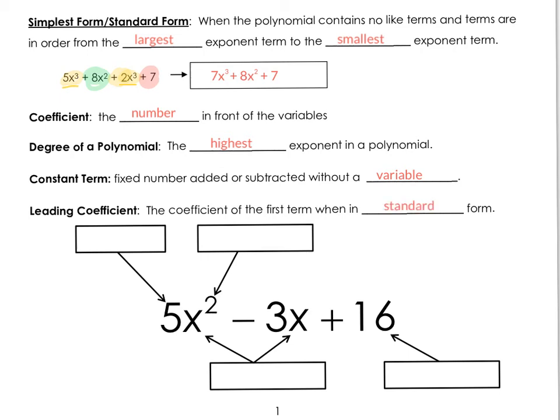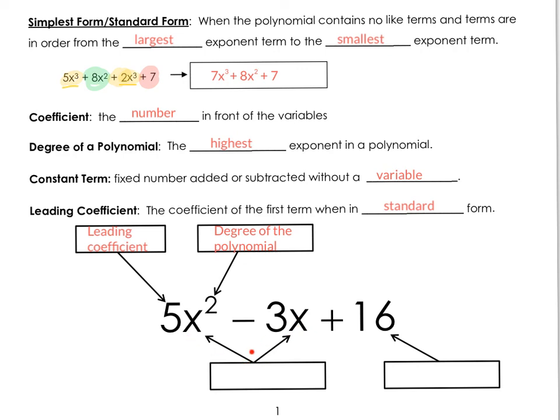So now if we look at this example here, I can identify those pieces with that information that we just went over. So this right here out front, I can see that this is in standard form first of all because the highest exponent is first and it goes down from there. So 2, 1, no exponent. So now I can see the number in front, that's the leading coefficient, so I'll label that. Then if I see here, this number here, that's the highest exponent I see, so that's going to be the degree of the polynomial.